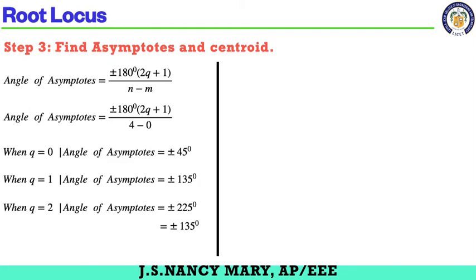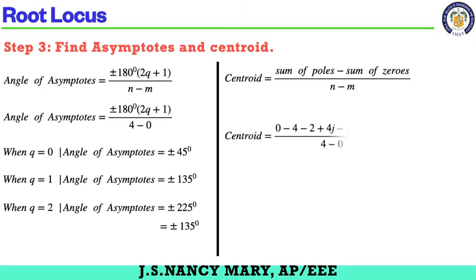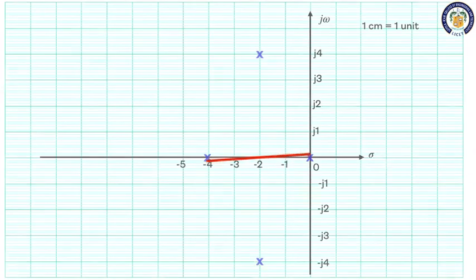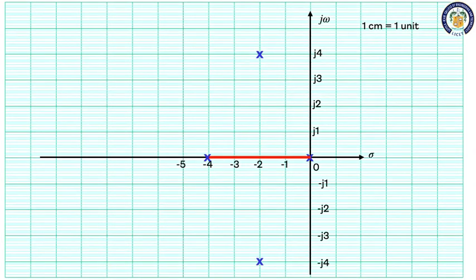Now move on to the centroid. Centroid is equal to the sum of poles minus the sum of zeros, divided by n minus m. Again there are no zeros, so I am just adding all the poles. You will get the centroid as minus 2. Now I'm going to mark the minus 2 and the asymptotes here. The root locus always follows the path of the asymptotes, so mark the centroid.